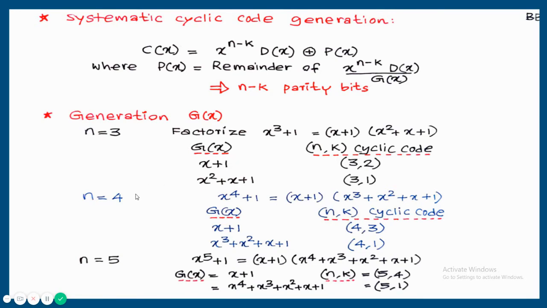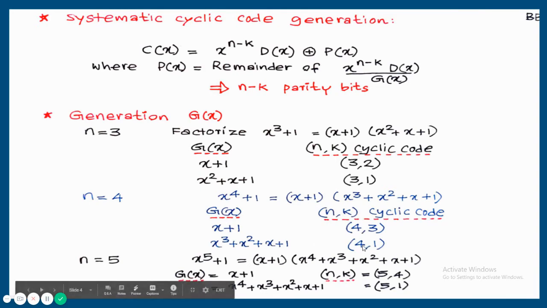Next result is n is equal to 4. That is, x raised to 4 plus 1 is going to be factorized. This is the factorization result. From this factorization, we can select x plus 1 as generator polynomial or x cube plus x square plus x plus 1 as generator polynomial. If this polynomial is used, number of parity bits are 1 and the cyclic code will be 4, 3. This is basically the even parity check bit, that's all. And if this polynomial is used, number of parity bits are 3, so that will be 4, 1. And that 4, 1 is actually like this.